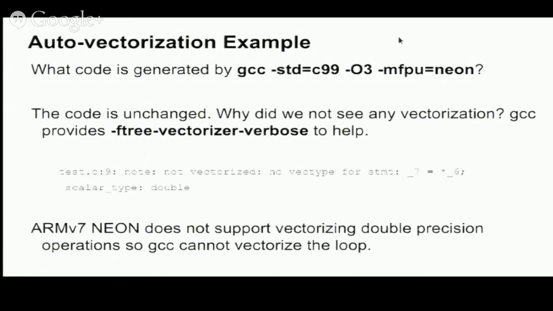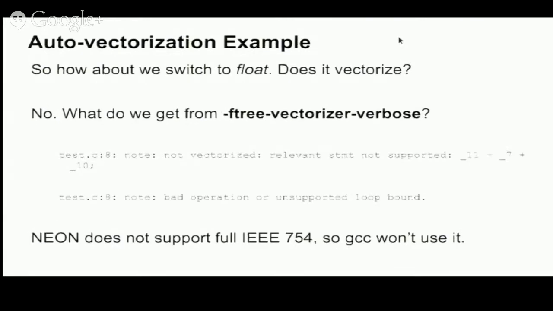But one of the things that it will spit out is "no vec type for statement, scalar type double", which is saying that on ARM v7 AArch32, Neon doesn't support doing double precision vector ops. So this just isn't going to work. Switching to float, by just setting the code to switch double to float, still doesn't vectorize the thing.